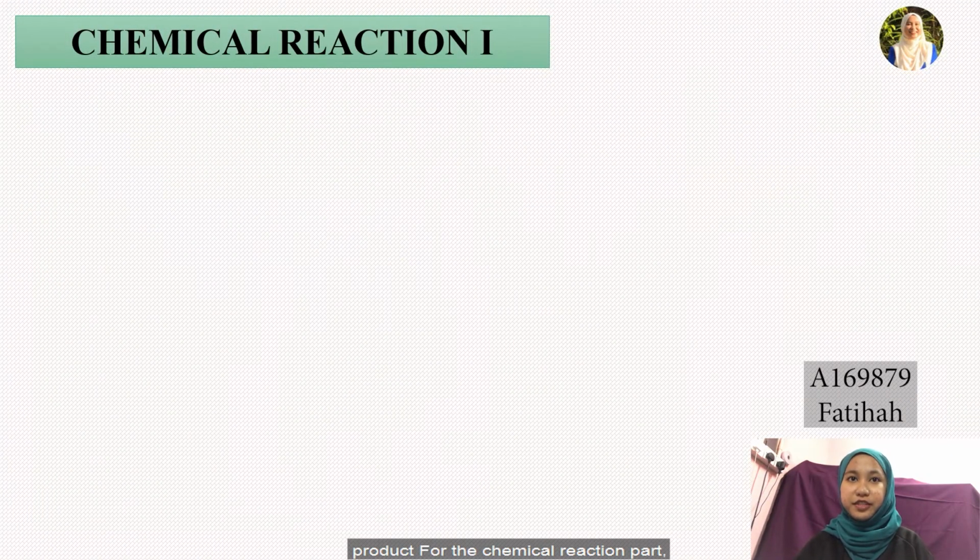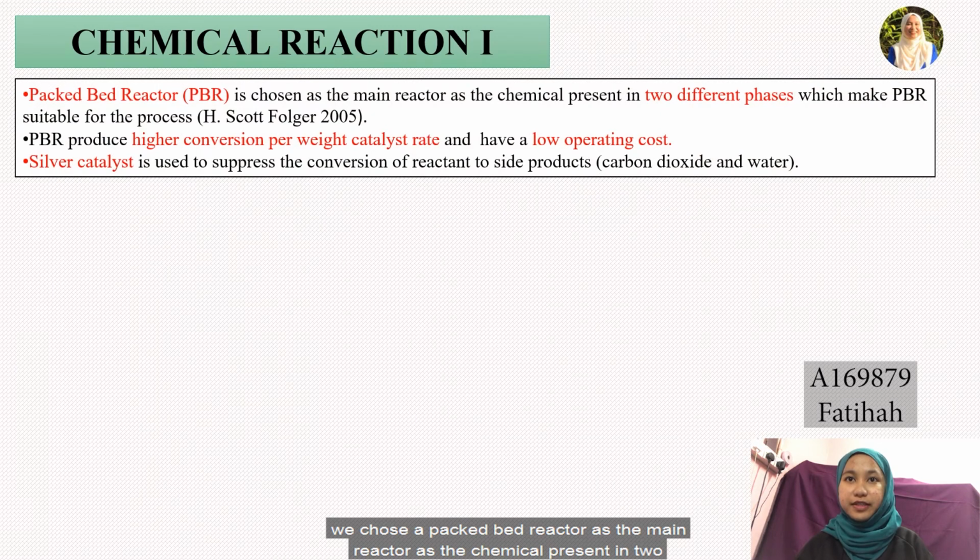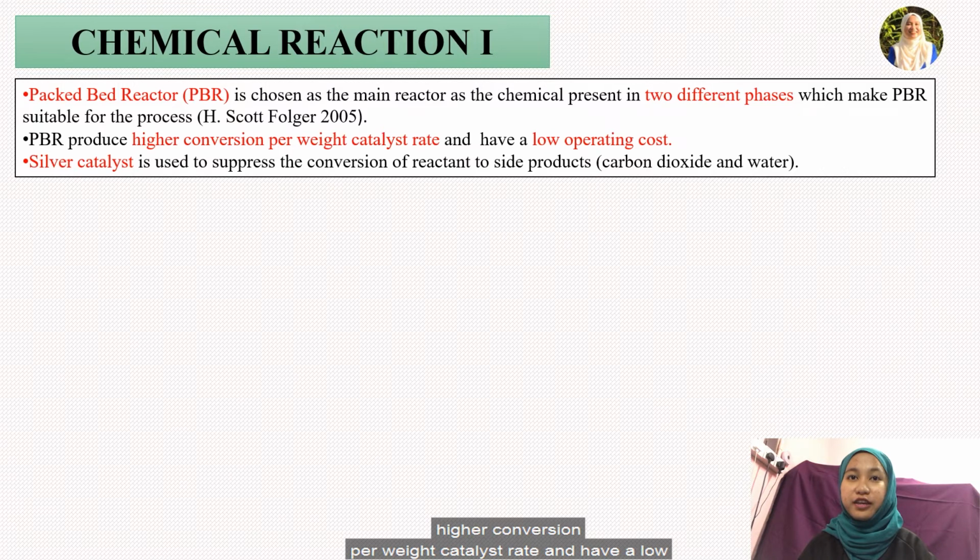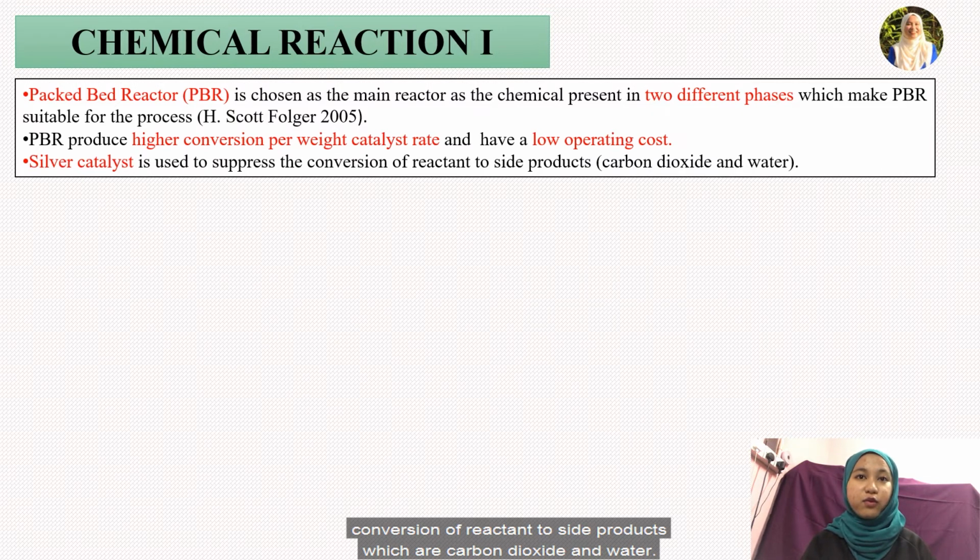For the chemical reaction part, we choose a packed bed reactor as the main reactor, as the chemicals are present in two different phases, which makes the PBR suitable for this process. Also, a PBR can produce higher conversion per weight of catalyst and has a low operating cost. Silver catalyst is also used to suppress the conversion of reactant to side products, which are carbon dioxide and water.